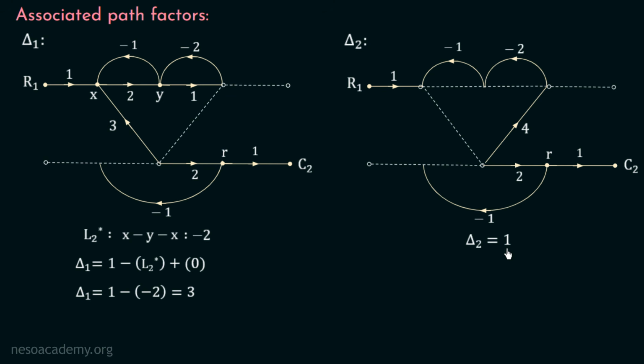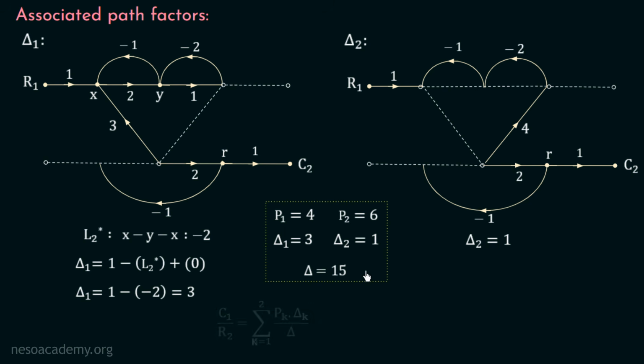So in this way, we are now done with the calculation of forward path gain P1, which is equal to 4, the associated path factor with respect to the first forward path, which is equal to 3, the second forward path gain P2, which is equal to 6, the associated path factor with respect to the second forward path, which is equal to 1, and the determinant of the SFG, which is equal to 15. We will now put all these values in Mason's gain formula in order to calculate the transfer function C1 over R2. So we have C1 over R2 equal to summation from k equal to 1 to n of Pk multiplied with del k over delta.